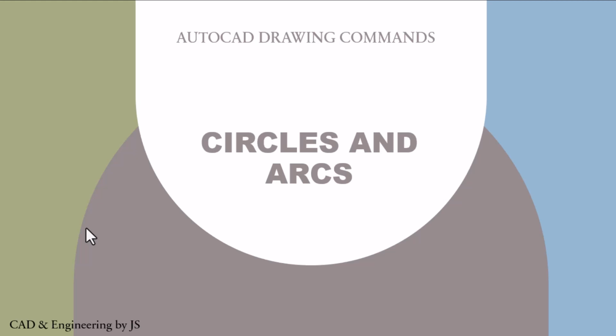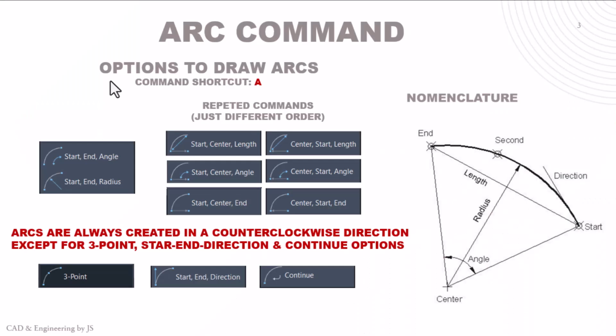Today we're going to continue reviewing circles and arcs in AutoCAD. The second part, we're going to dedicate our time today to learn how to draw arcs. The shortcut for the arc command is A. So you type in the letter A, press enter, and then you activate the command.